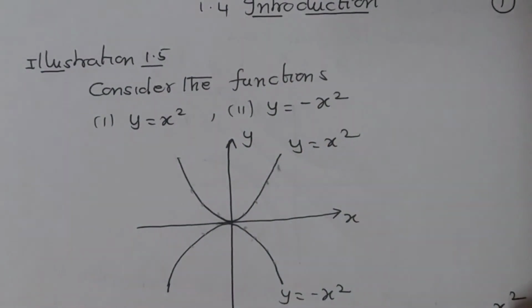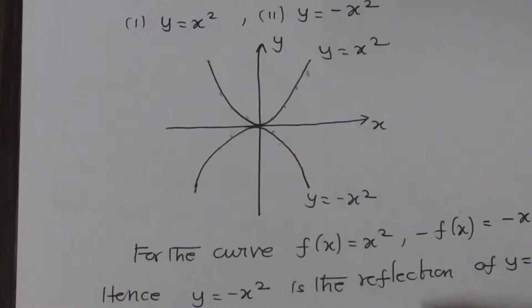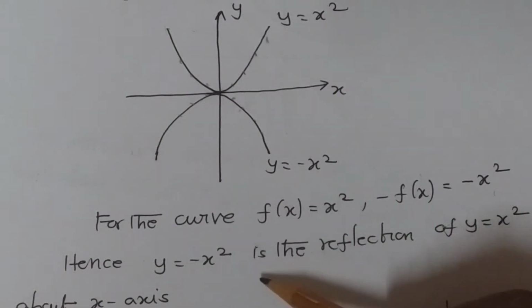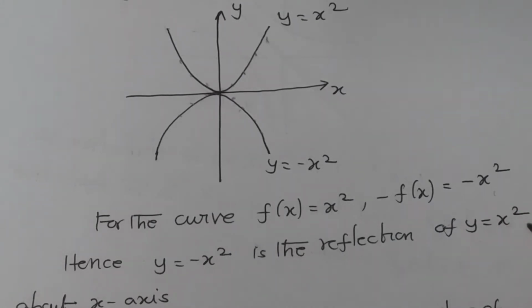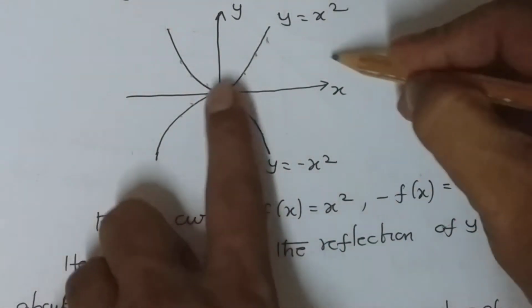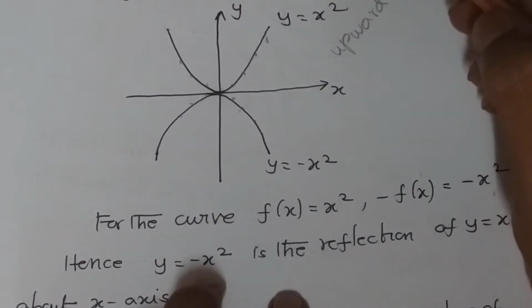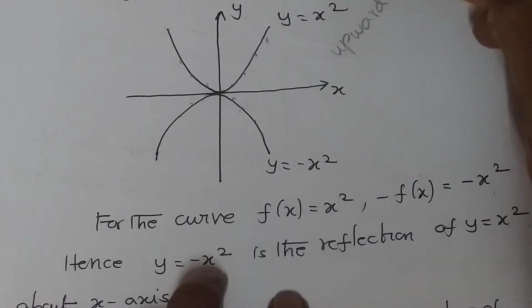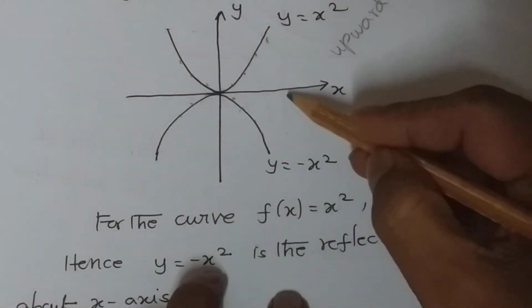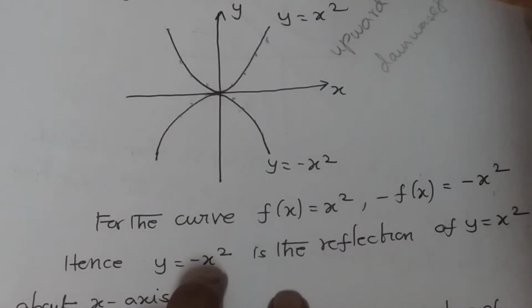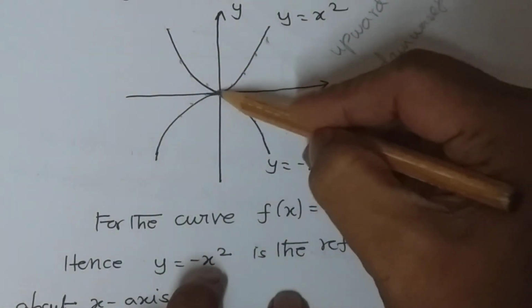Okay. So for the curve y is equal to x square, minus f of x is minus x square. Hence y is equal to minus x square is a reflection of y is equal to x square about x-axis. Okay, students. So this is an upward parabola. Don't worry, you are going to study this in +2. Upward parabola or parabola open upwards. The opposite is a downward parabola.